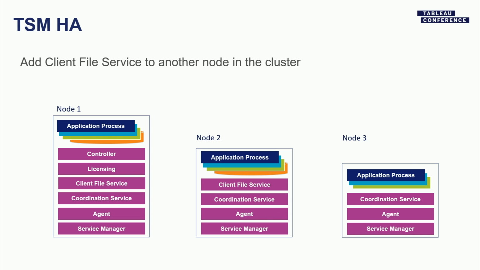You'll notice that I still have 2 additional TSM processes that I haven't touched on, and that's the controller and licensing. With controller and licensing, we'll talk about them a little bit later, but in terms of configuring your cluster, you can only have a single instance of those running across your cluster. And so that's why we have those running on node 1. So really, this is considered a highly available configuration of TSM in a 3-node cluster.